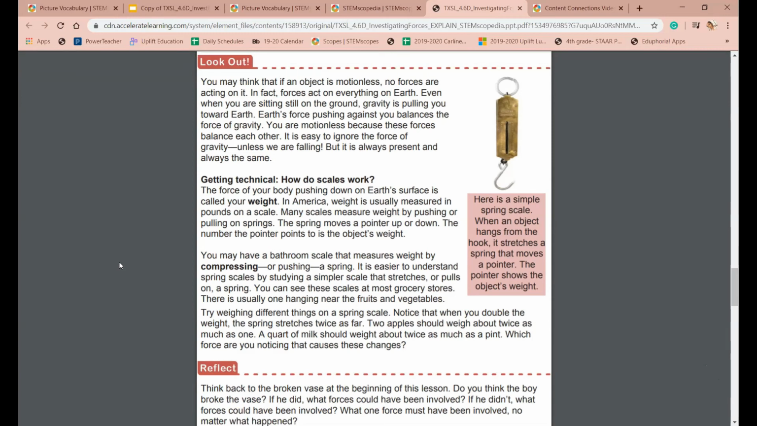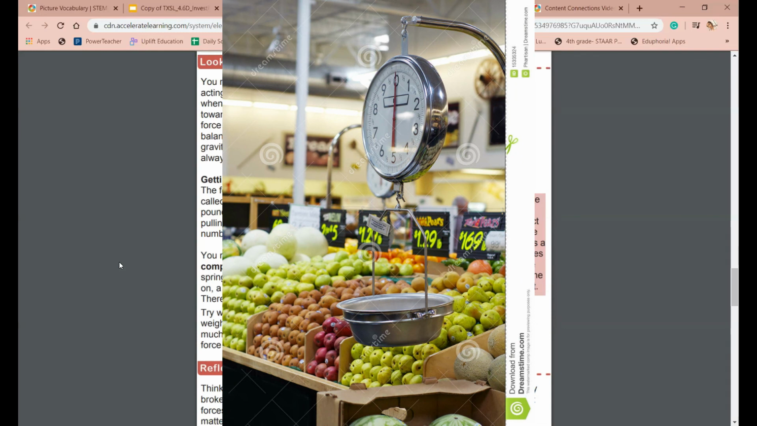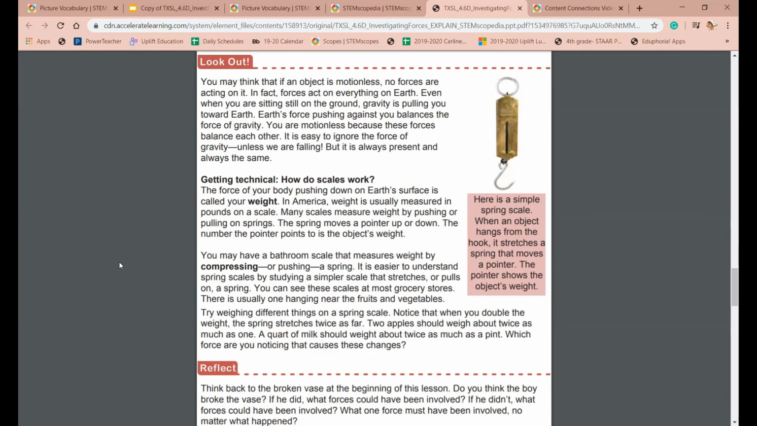You may have a bathroom scale that measures weight by compressing or pushing a spring. It is easier to understand spring scales by studying a simpler scale that stretches or pulls on a spring. You can see these scales at most grocery stores. There's usually one hanging near the fruits and vegetables. Try weighing different things on a spring scale. Notice that when you double the weight, the spring stretches twice as far. Two apples should weigh about twice as much as one. A quart of milk should weigh about twice as much as a pint. Which force are you noting that causes these changes?